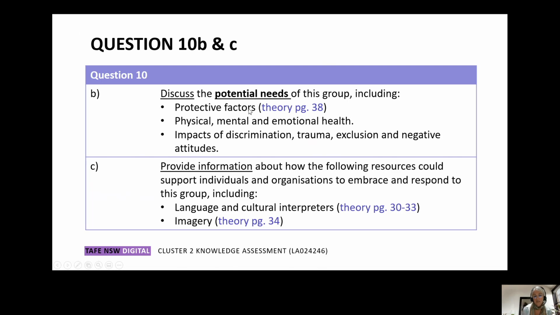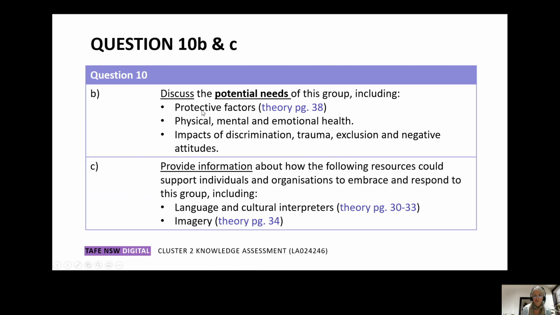If you don't understand what protective factors are, go back to your learning resource to page 38. And page 38 has the theory that outlines what protective factors are, so that you've got a good understanding of protective factors. And then it's probably a really good idea to read the learning resource first, understand needs and protective factors, and then refer to your group and the research so that you can identify their needs. And once again, you need to talk about each of these bullet points.